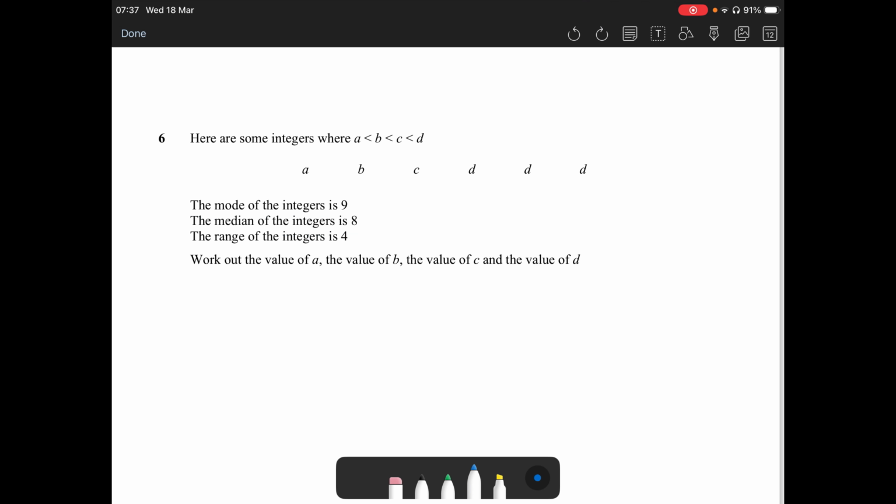Number 6. Right, we know the median is, actually, no, right, which place to start is the best question to ask here. So the mode is 9. Now notice they use the same letter at the end 3 times, that's the mode, so that's going to be 9. So our list will end 999.